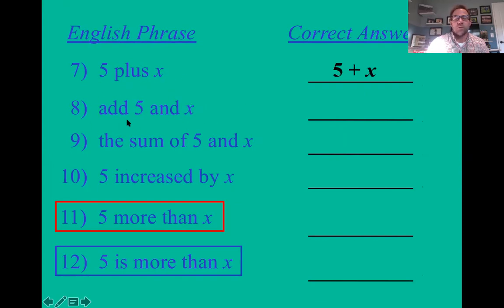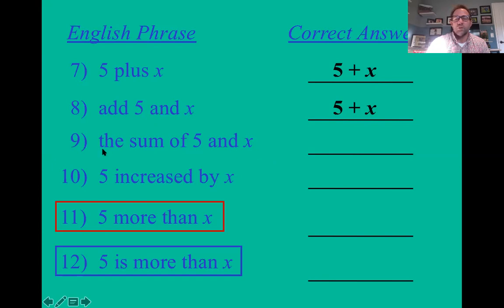Okay, let's try this next one. Add 5 and x. Now we know it's an add problem, but I don't want to put the plus sign over on this side. I want to just make sure I keep these in order. So the 5 came first. So over here in my answer, I want the 5 to be first. It's still an add problem, so we put the plus symbol, the add symbol in the middle. But the 5 came first, so we're listing the 5 first.